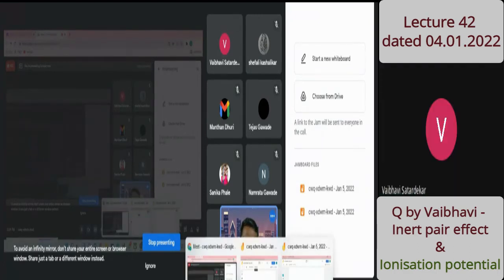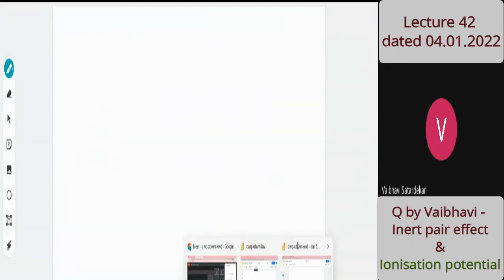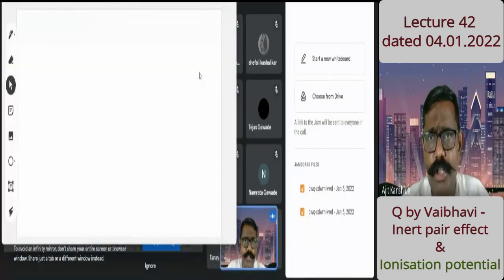Yes, Vaibhavi. So, what is oxidation potential value? Oxidation potential. You're talking about physical chemistry, the electrochemistry point of view.